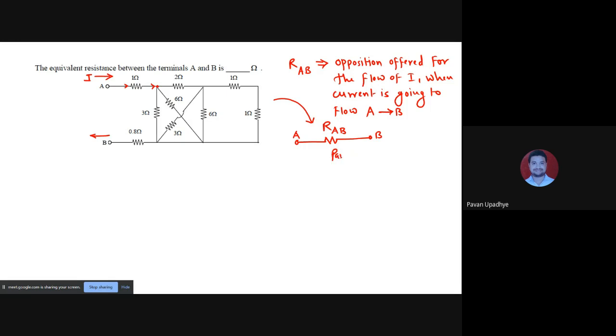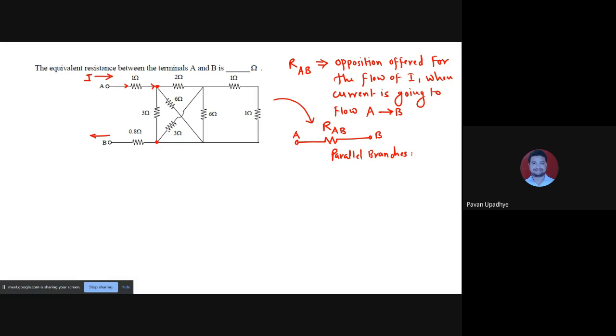So for confirmation, what is the definition of parallel branches? Parallel branches are those branches whose both terminals are connected together. So let us look at this point. Here 3 ohm, 6 ohm and 2 ohm are the three branches of which one terminal is connected together. So it is possible that these three are in parallel, but we should confirm it. Now look at this. 3 ohm has got the other end at this point.